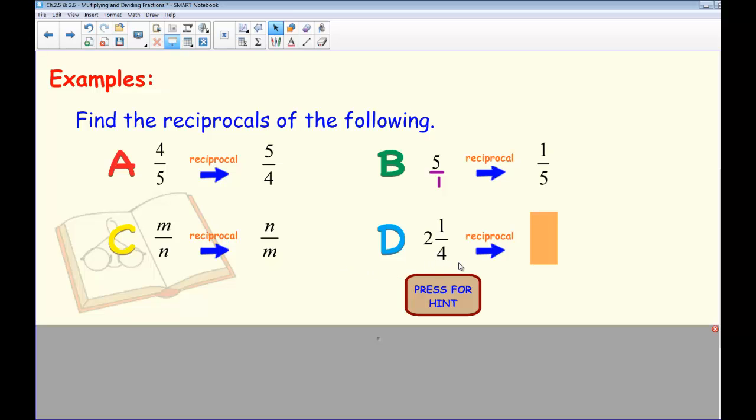And finally, this last one, 2 1/4, well, because it's written as a mixed number, we simply need to change this into an improper fraction first. So if we change 2 1/4 into an improper fraction, we get 9/4. So then we invert the fraction, so we switch the numerator and the denominator, and we get ourselves 4/9, being the reciprocal of 9/4, or you could say it's the reciprocal of 2 1/4 as well.